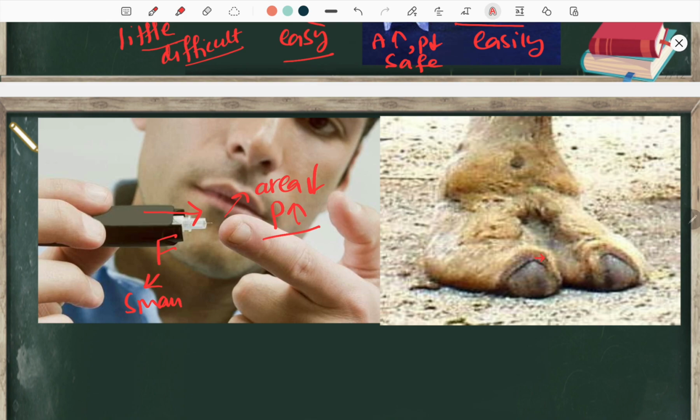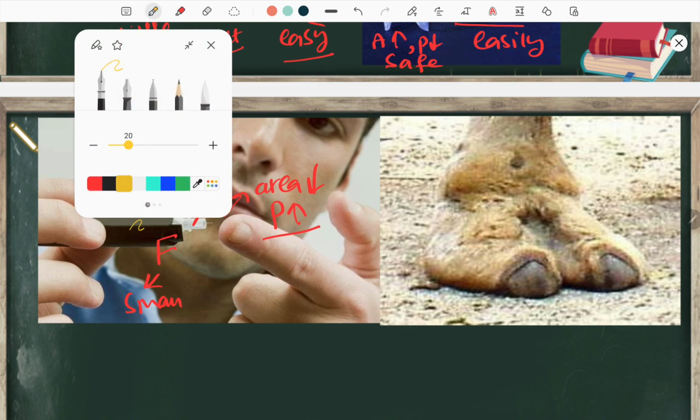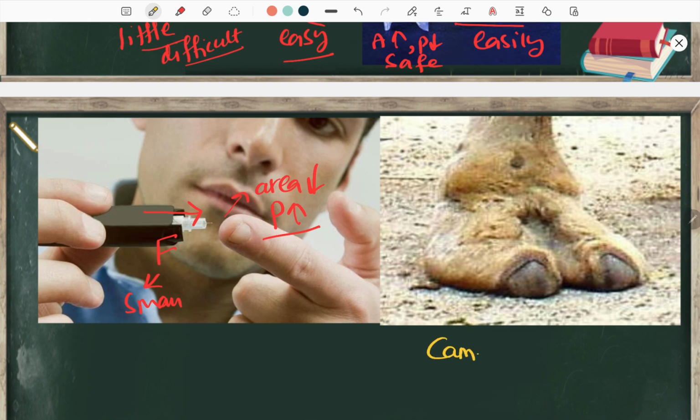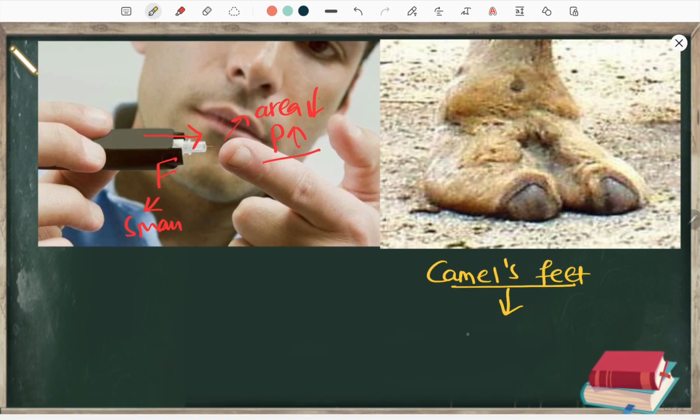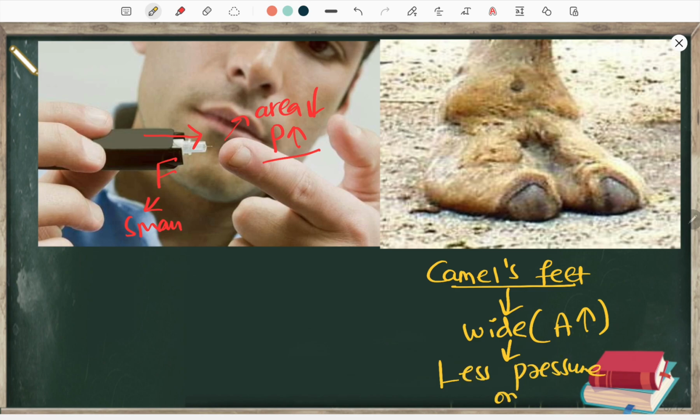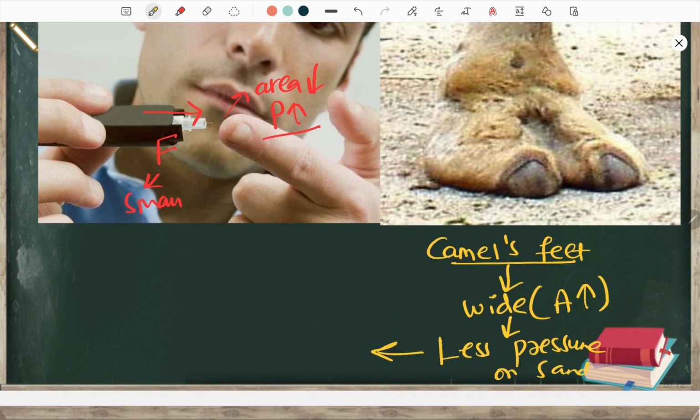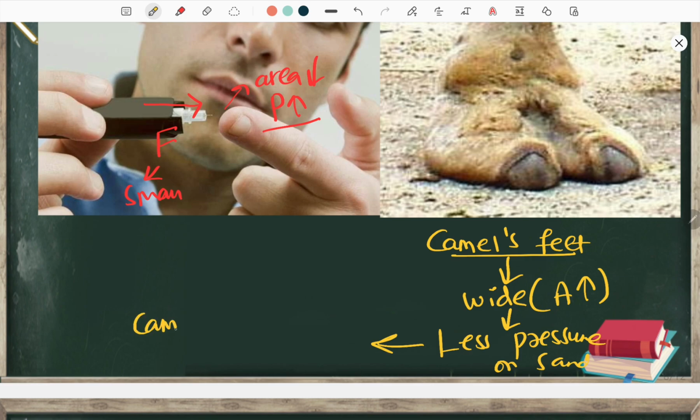If area is more, look at this example. This is the camel's feet. This camel's feet is very wide. What is the meaning of wide? It has more area. More area means it applies less pressure on the sand. So it doesn't go much deep into the sand, and the camel can walk easily in sand.